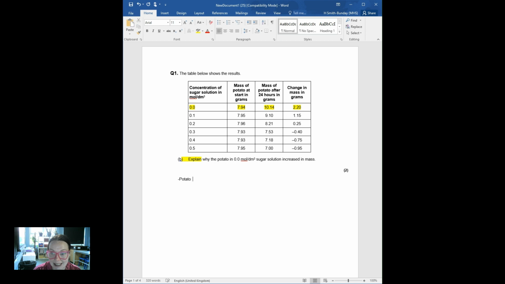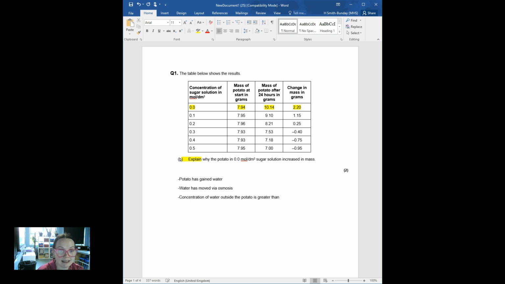So the first thing we need to say is it's an increase. It's gone up by 2.20. And we need to explain that by saying it has gained water. Okay, so we first of all write for our first bullet point that the potato has gained water. Okay, but how has it got there? It's got there via osmosis. So we say the water has moved via osmosis.